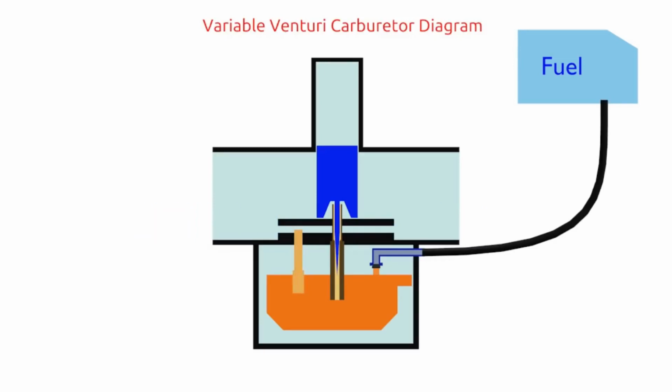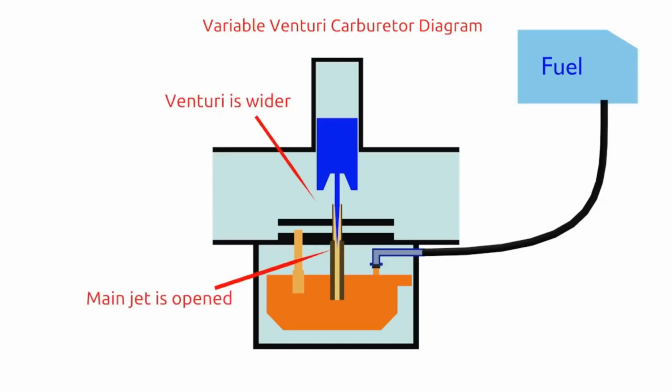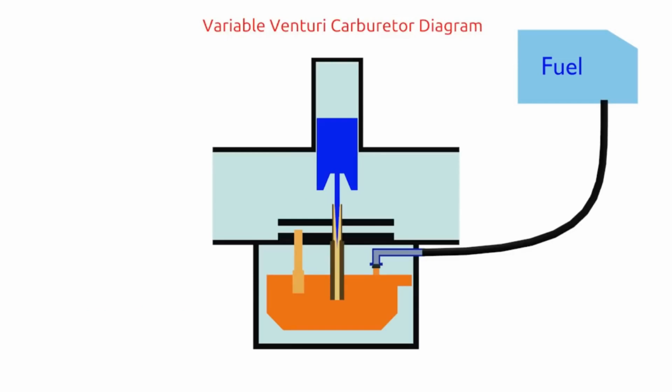When we pull the RPM handle, the piston is lifted. It makes the venturi wider and main jet is open. So that greater air volume flows through the venturi and fuel is also sucked through the main jet. The higher the piston position, the wider venturi will be. The wider the venturi, the greater the air flow. And the result, the faster engine RPM.